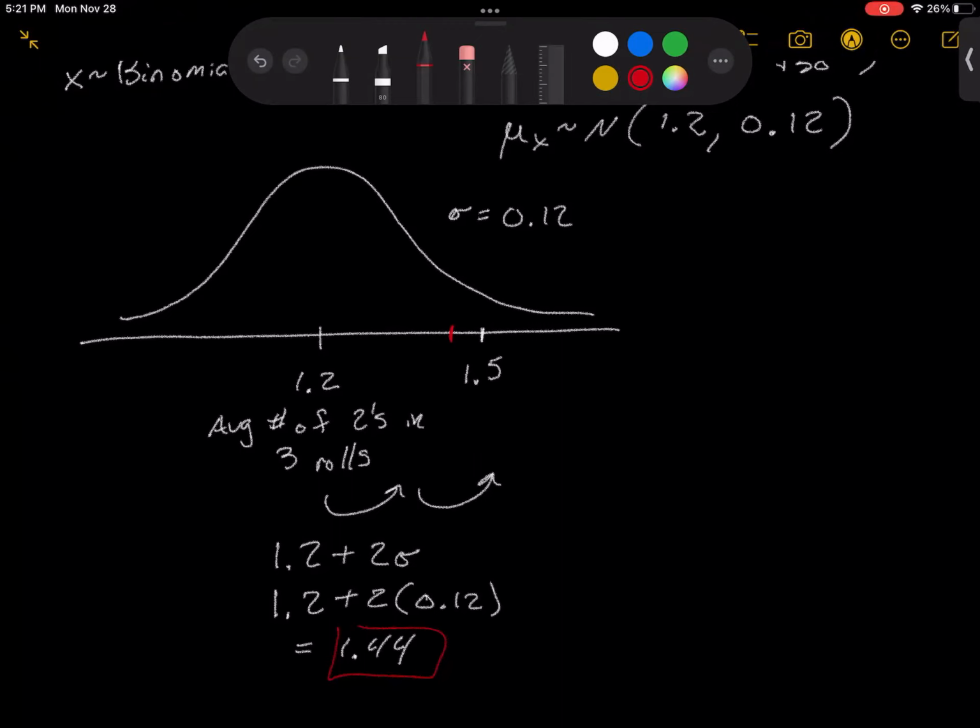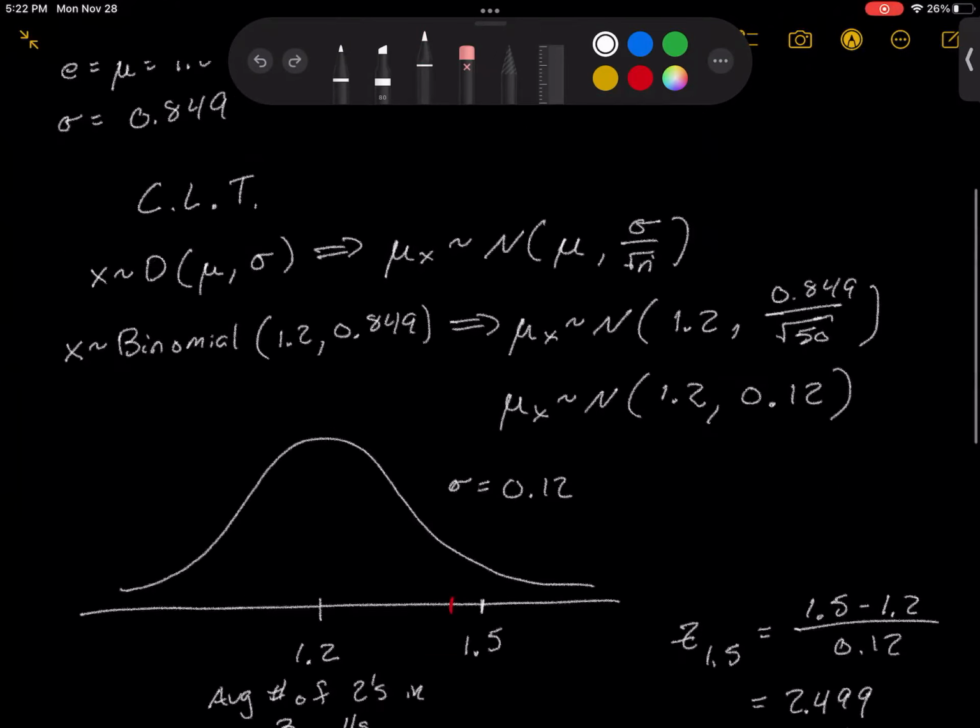In fact, we could have gotten here in another route. If I just calculate the z-score of 1.5, it'd be 1.5 minus the average of 1.2 divided by the standard deviation, 0.12. So the z-score of rolling an average of 1.5 twos out of 3 rolls is 2.499, or about 2.5. So the z-score is greater than 2, right? This average of 1.5 is more than 2 standard deviations to the right of our expected value. So that's more than 2 standard deviations.